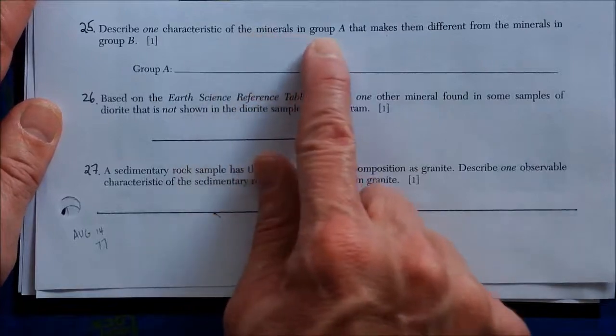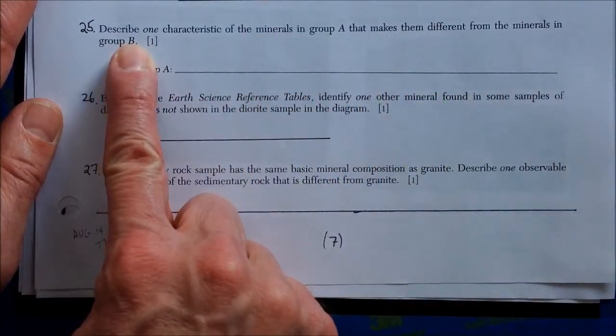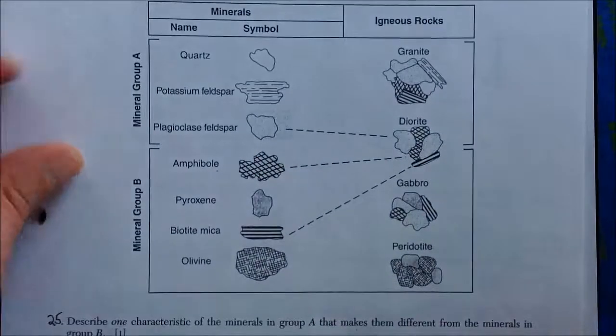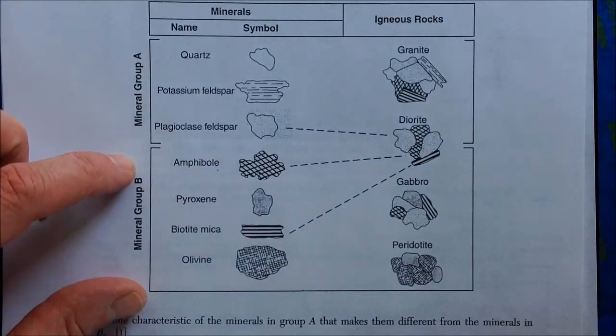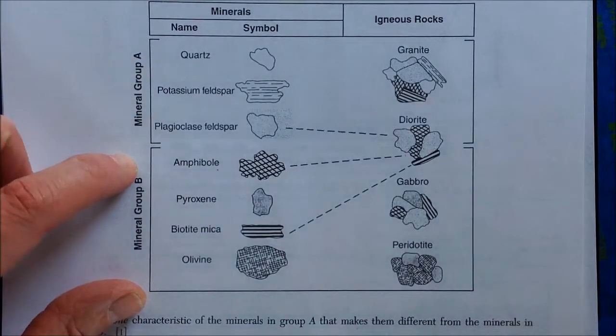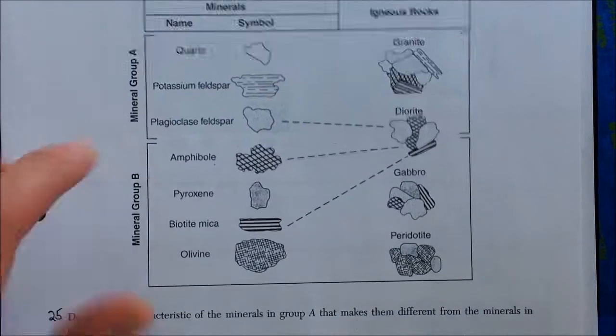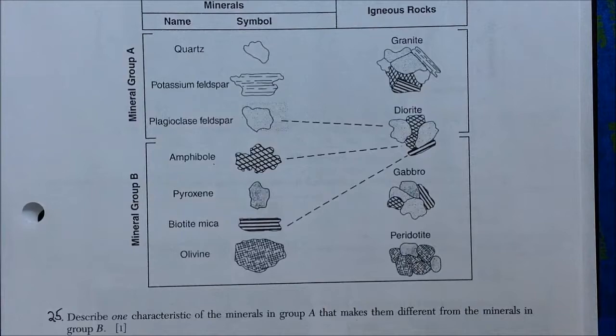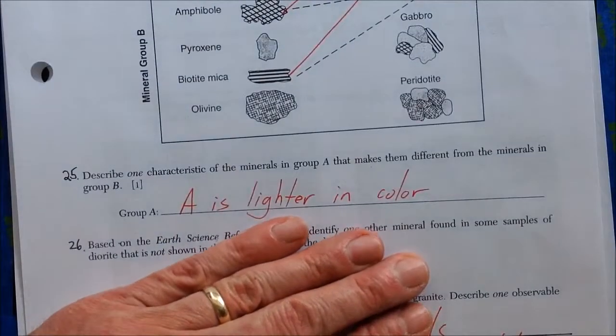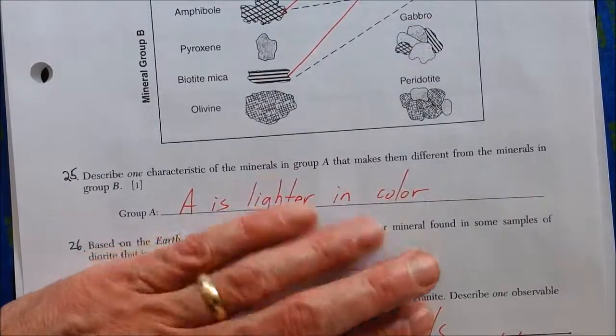The next question is 25. Describe one characteristic of the minerals in group A that makes them different from the minerals in group B. So you have to look here at group A and group B. What did I originally write for that one? I wrote that the minerals in group A are lighter in color. That was the first thing that jumped out. I think most students will probably say that. But this is definitely a challenging question, I think.